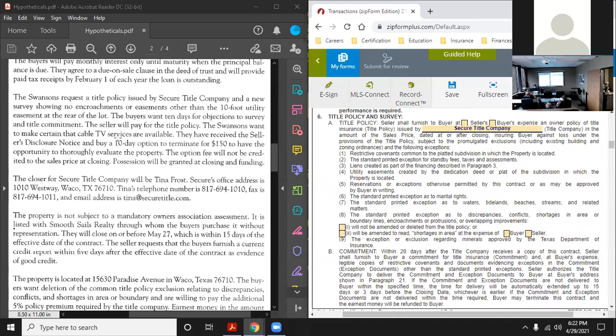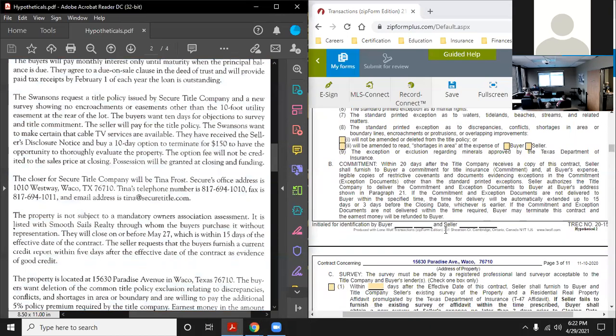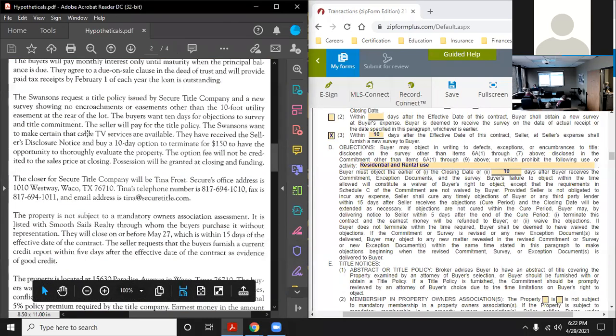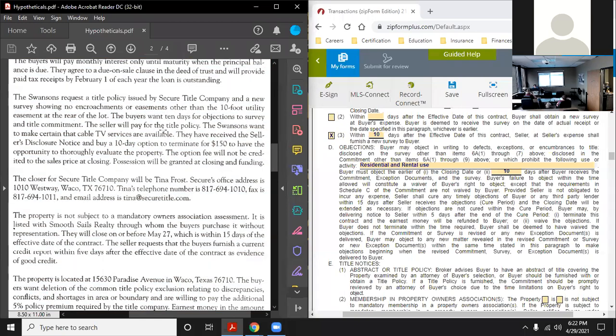The Swansons want to make sure that cable TV services are available. That would really go in title policy. I'm trying to think of where you'd actually put that in. Maybe just special provision. But they want to make sure that cable TV services are available. Is that something you get on the seller's disclosure? So that's not something you need to put in here anyway. I'm actually just going to leave it blank because there's no reason. Again, special provisions, you can't exactly say that and say, or if not, they'll back out of the contract and get their earnest money back, because you're creating new rights for the buyers.